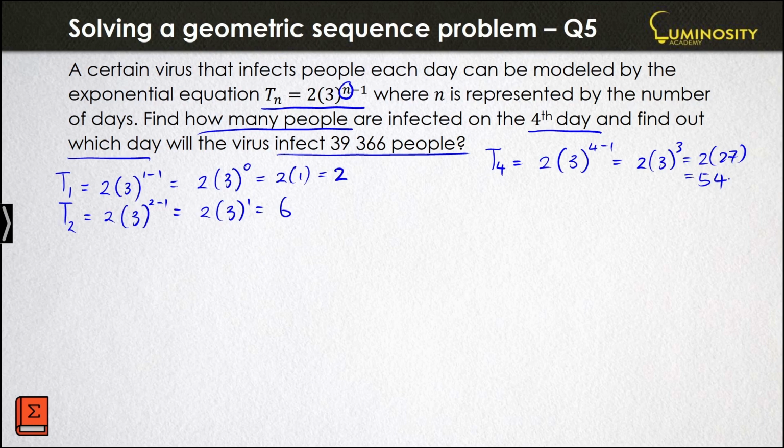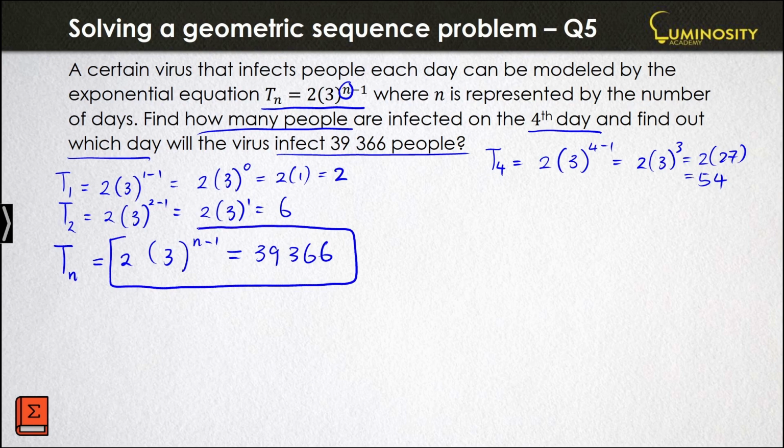Now we want to find out which day the virus will have infected 39,366 people. So essentially, we're looking for that nth day, such that this general formula will give you the output of 39,366. So this is the equation that we are trying to solve. It's an exponential equation, so one of two things needs to happen. We need to either match the bases to equate the exponents, or we can use logarithms.